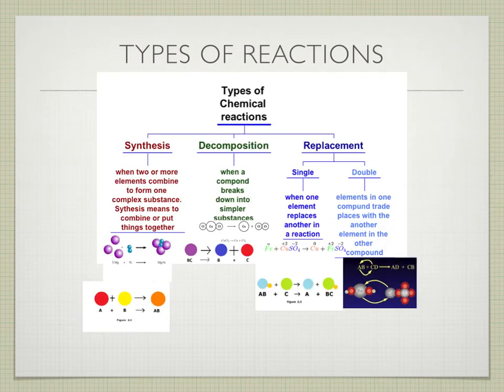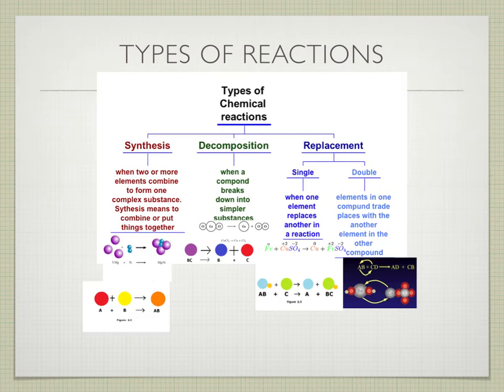All right, now there are three main types of reactions that we're going to talk about. One is called synthesis, and this is when you have two or more elements that combine to form one complex substance. Synthesis means to combine or put things together. You can look in the picture here, it's like A plus B creates AB. That would be a visualization of how synthesis works. You have one substance plus another substance creates one whole. So two different things creates one whole.